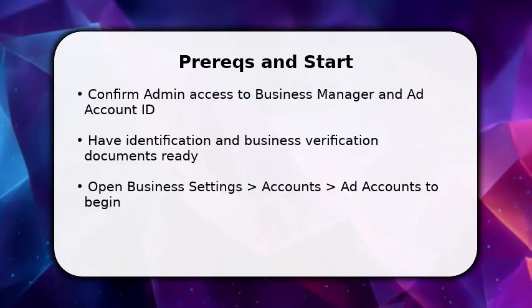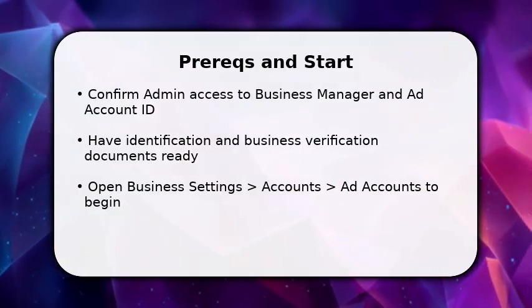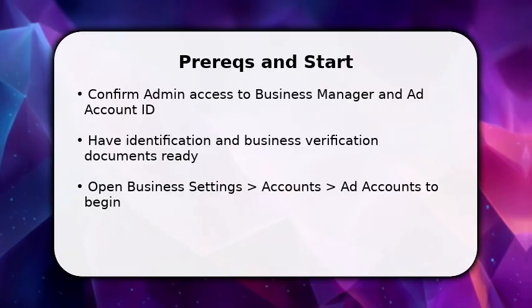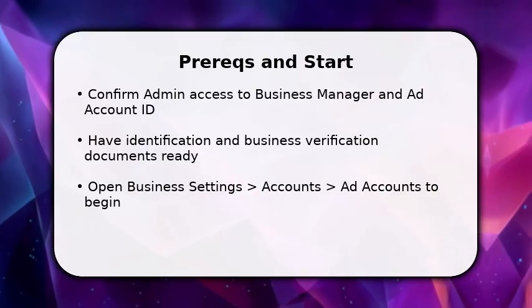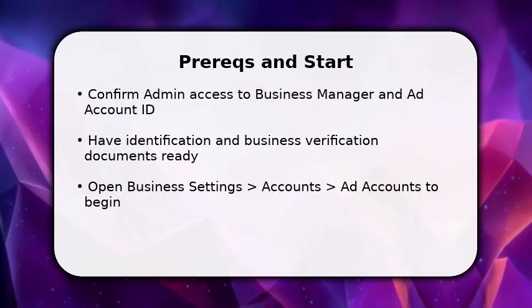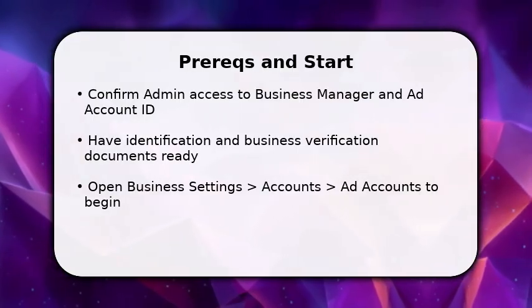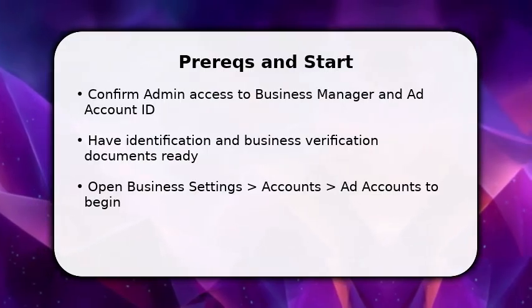You start by confirming you are an admin for the business manager and that you have the disabled Ad Account ID. Once confirmed, open business settings, then navigate to Accounts and Ad Accounts. Make sure any active campaigns are paused or already stopped so no billing surprises occur. If the account is disabled for policy reasons, keep verification documents ready.